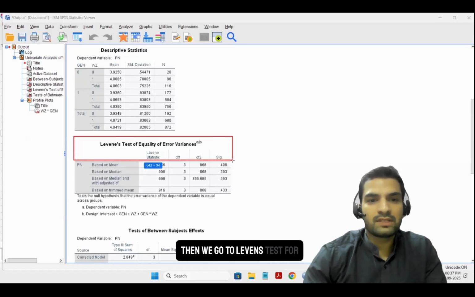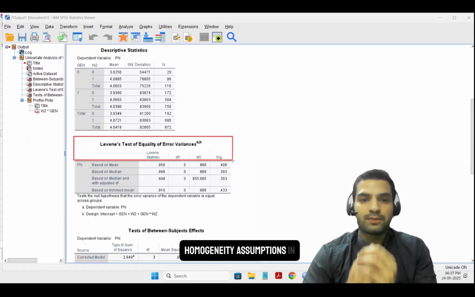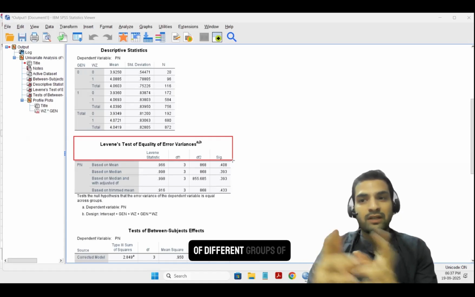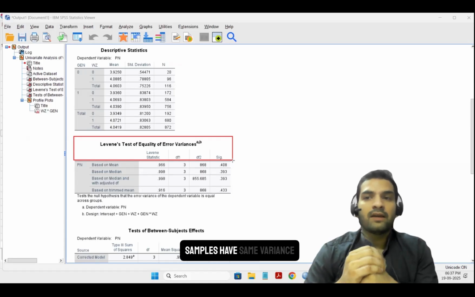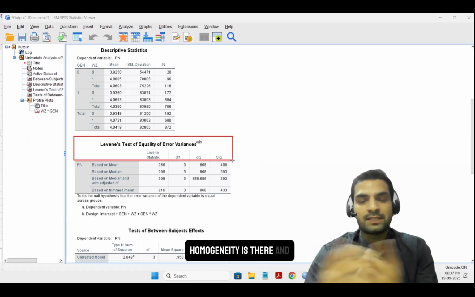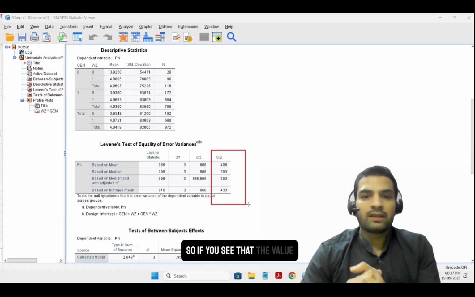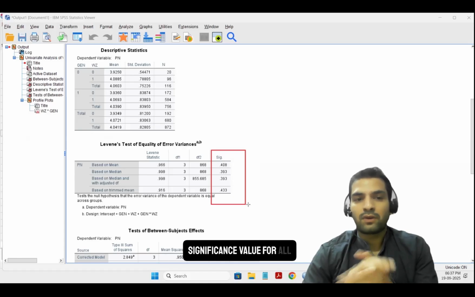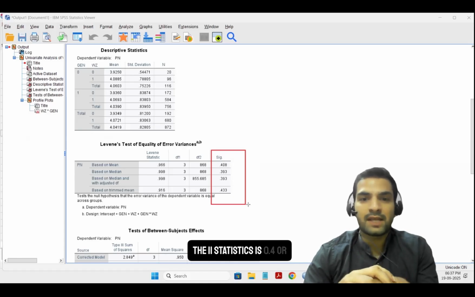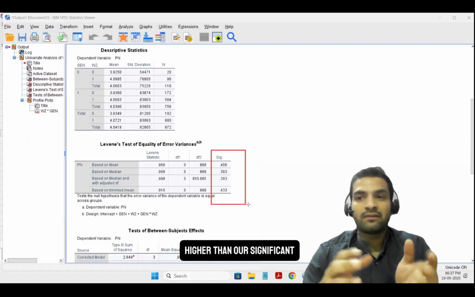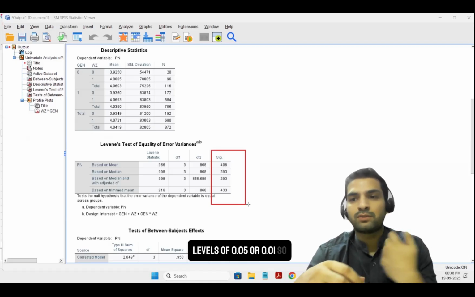Then we go to Levene's test for homogeneity assumptions. In ANOVA, we assume that the different groups of samples have the same variance, that homogeneity is there. And Levene's test checks that. So if you see that the significance value for all the Levene statistics is 0.4 or 0.3, which is significantly higher than our significance levels of 0.05 or 0.01.